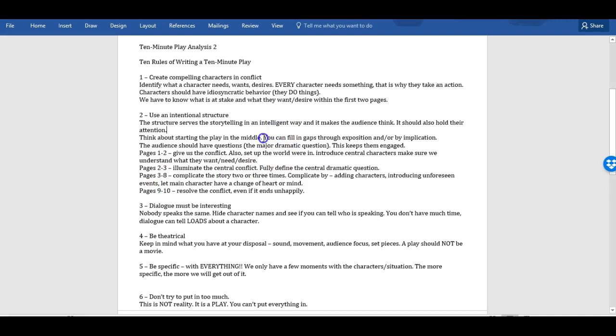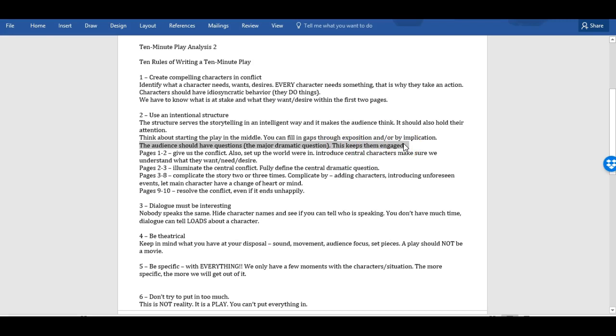So if you do start, and that would definitely be starting in the middle of the action, which can work for a 10-minute play. If you do choose to do that, though, you've got to fill in the gaps with exposition. Somehow you've got to let us know what has happened. The audience should have questions, and this keeps them engaged.